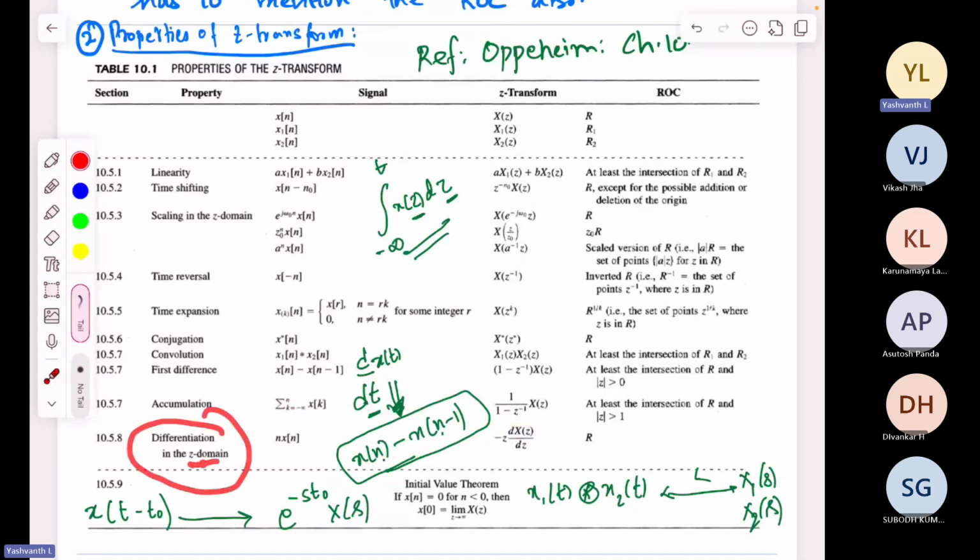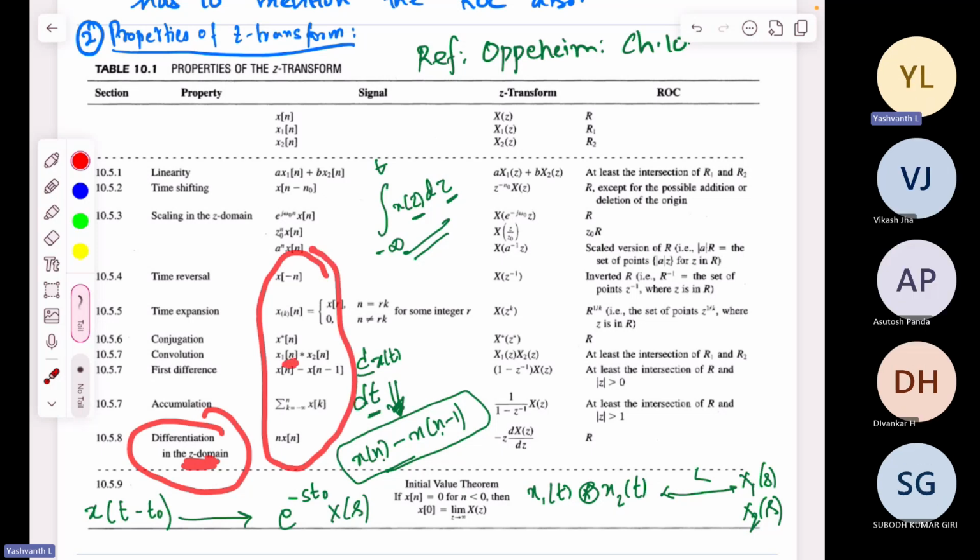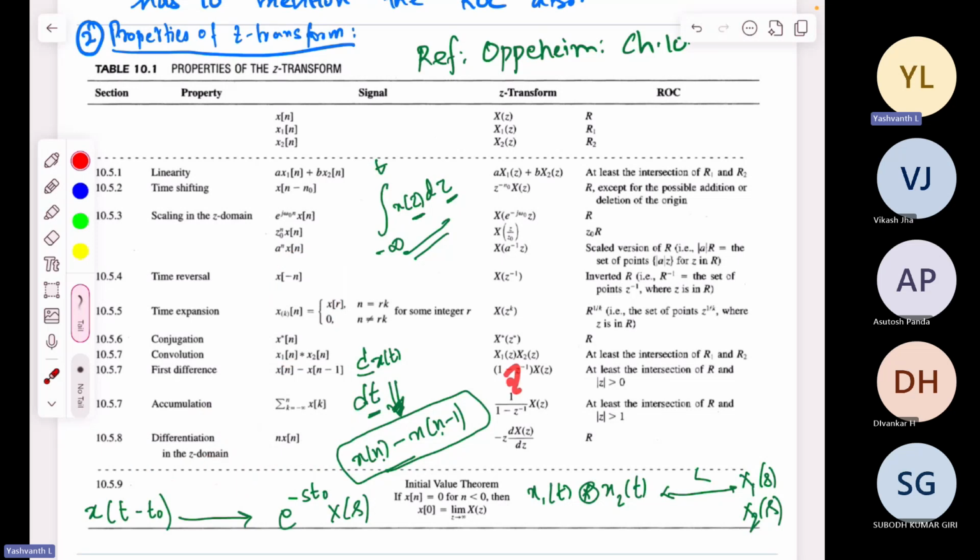Finally, differentiation in the z domain. Note that in the discrete time domain you cannot differentiate, because n takes only integer values. It is not continuous. But z is a continuously varying complex variable. So you can differentiate the z transform in the z domain, but you cannot differentiate the time domain signal, because n is a discrete valued sample. What this says is that if x of n has the z transform capital X of z, then n times x of n will have the z transform minus z times d by dz of X of z.